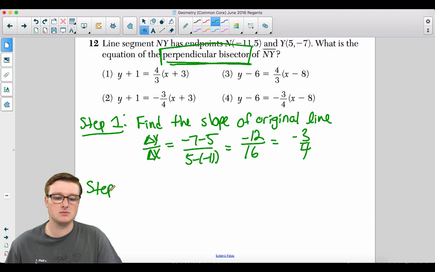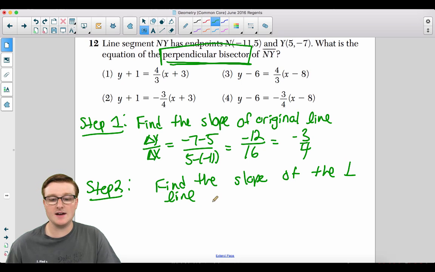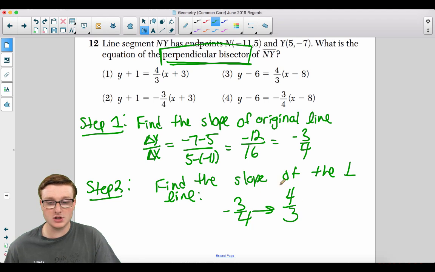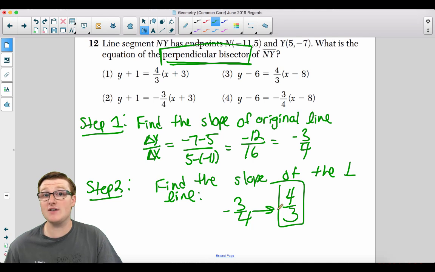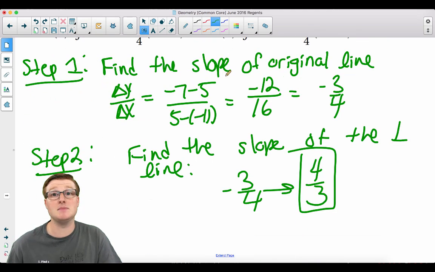Step 2 is to find the slope of the perpendicular line. So what we have to do is take negative 3/4 and take the negative reciprocal of that, we flip the fraction and we change the sign. So that will become 4/3. That is the new slope of our new line. Okay? Now, then it says bisector. Bisector should be written in your head, means midpoint.